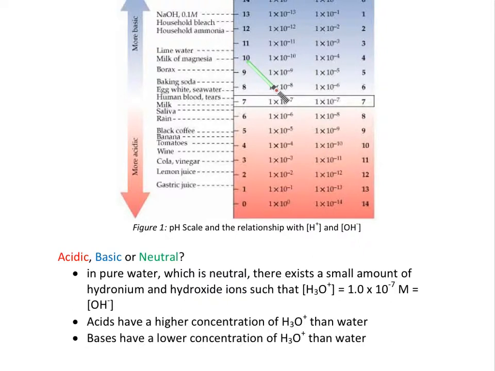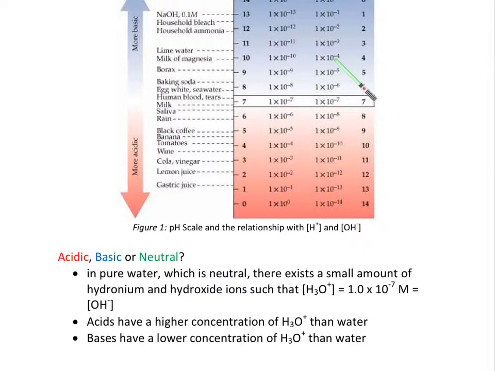So it's used as an antacid. It has a pH of around 10, and the concentration of H+ in that solution is 1 times 10 to the minus 10, but the concentration of OH- is 1 times 10 to the minus 4, meaning that there's much more OH- in that solution than H+, therefore the solution is basic.